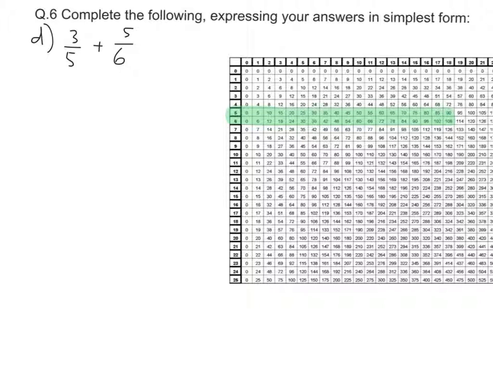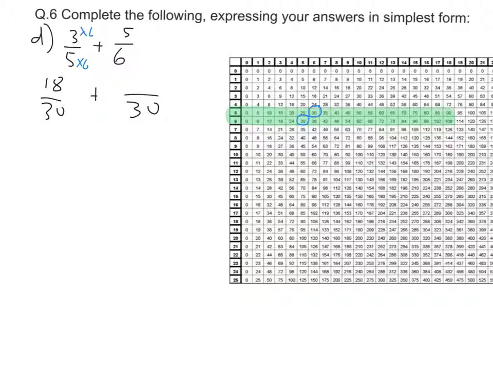Okay, so as I was saying, I can see that they share the number 30. That's the first number that they share. So that's the lowest common multiple. So I can go ahead and write down the 30 as the common denominator. So I got 30 here by having 5 multiplied by 6 equals 30. So I multiply the 5 by 6. Whatever I do to the bottom, I do to the top. 3 times 6 is 18.